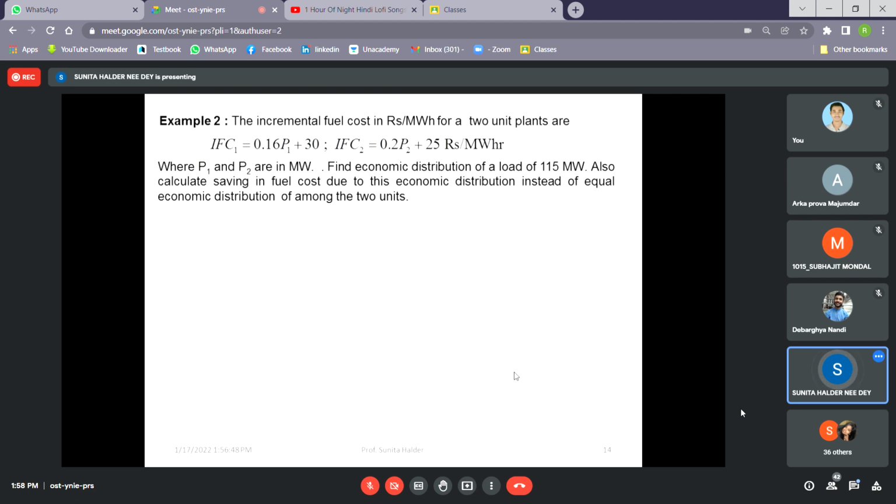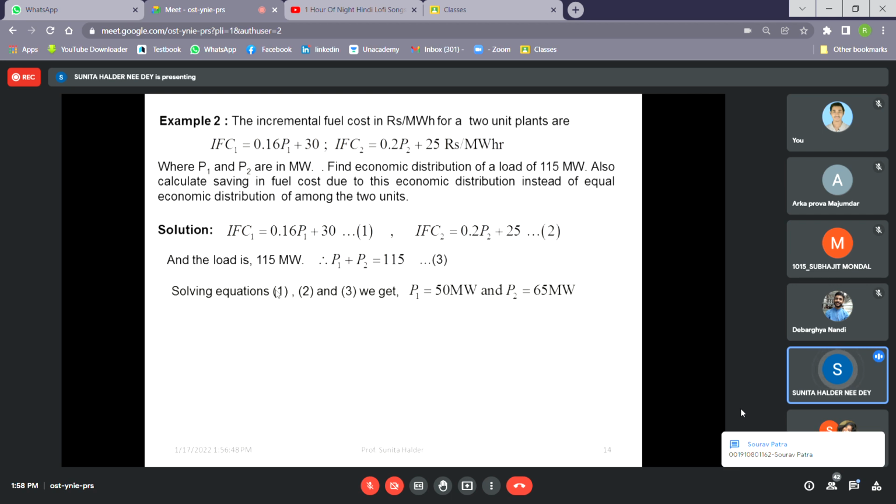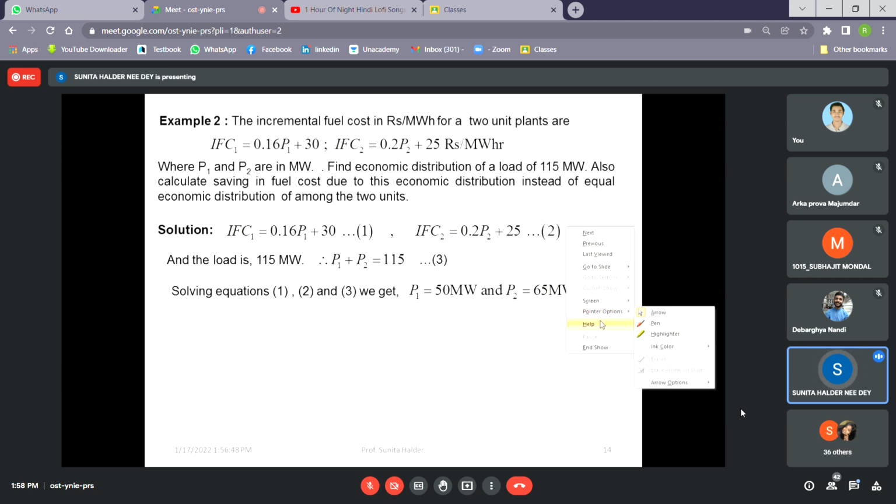Now another problem is given, where the incremental fuel cost and the load are given. Then you have to find out the economic load distribution and the saving in fuel cost due to economic distribution instead of equal load distribution. So the economic load distribution we can find out in the same way. I am doing it first because you can do it, I think. So this will be the economic load schedule, right?